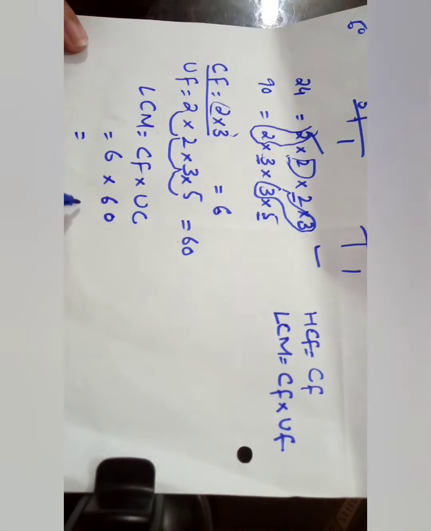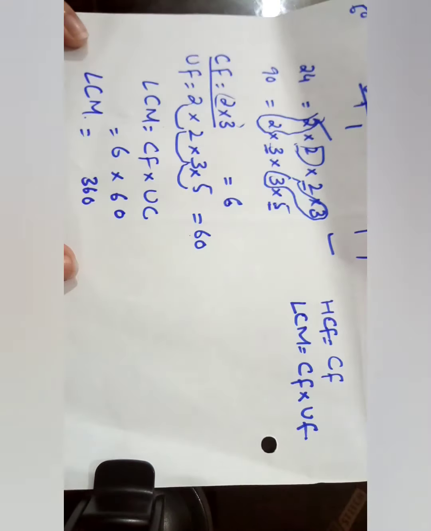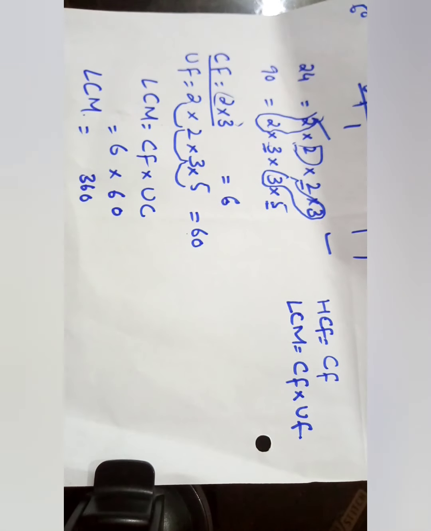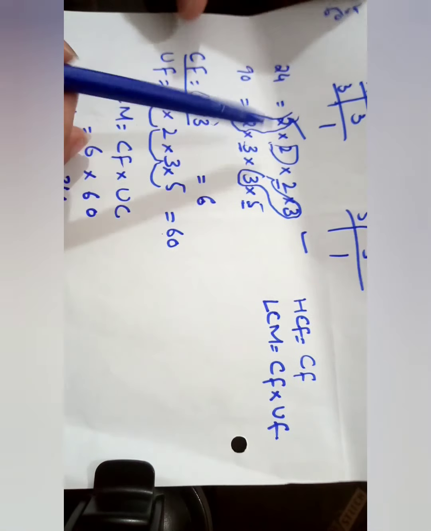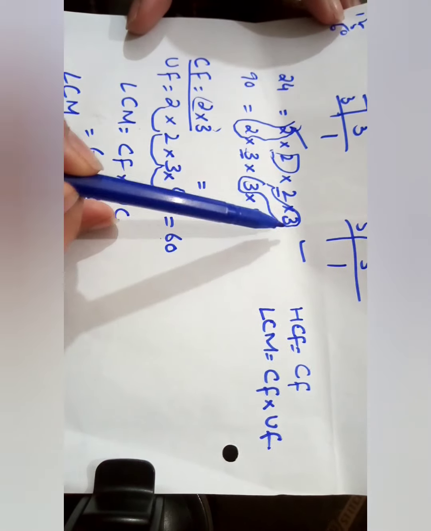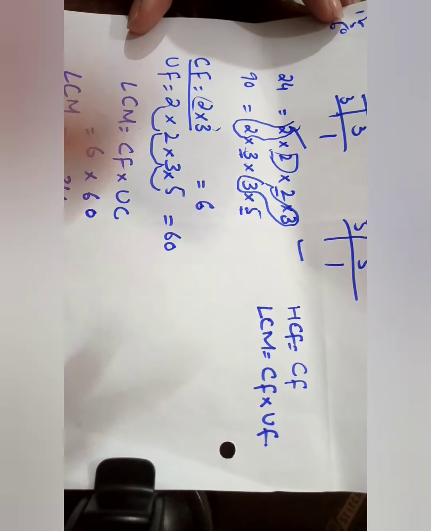So multiply: 0, 6 6s are 36. We have the LCM 360. There are multiple methods to solve one question. In this case I just wrote down the factors separately. Now in the next method I will write the factors in the form of index notation and tell you how you can solve from that.